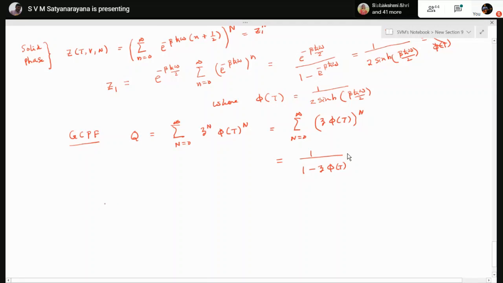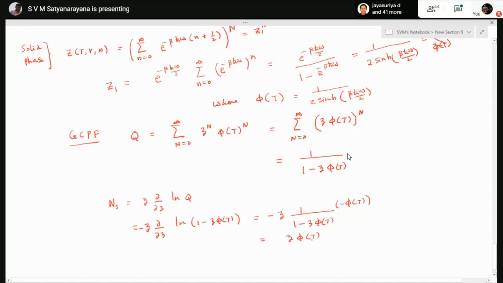So suppose now I want to write down the average N. The average N in the solid phase is equal to z ∂/∂z of logarithm of Q. So that's equal to z ∂/∂z of minus logarithm of (1 minus z into phi). That gives you minus z into 1 by (1 minus z into phi of T) into minus phi of T. So that gives you z phi of T divided by 1 minus z phi of T.